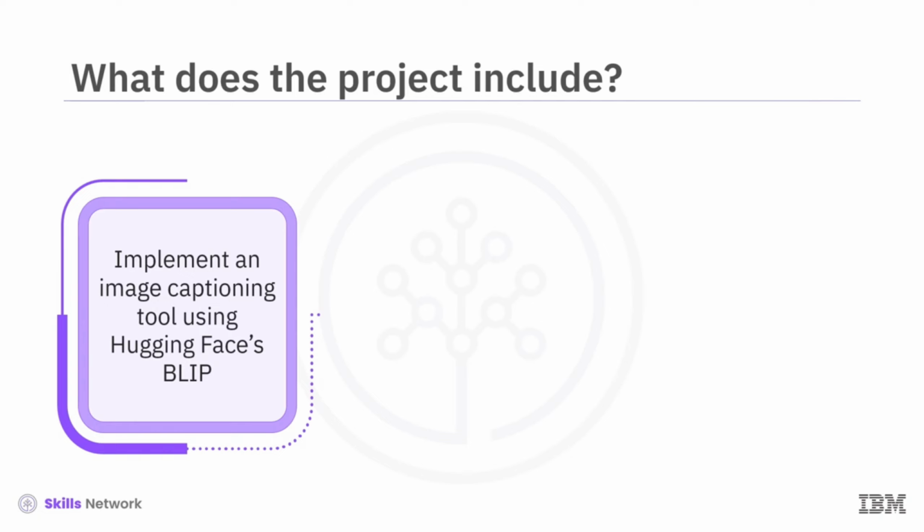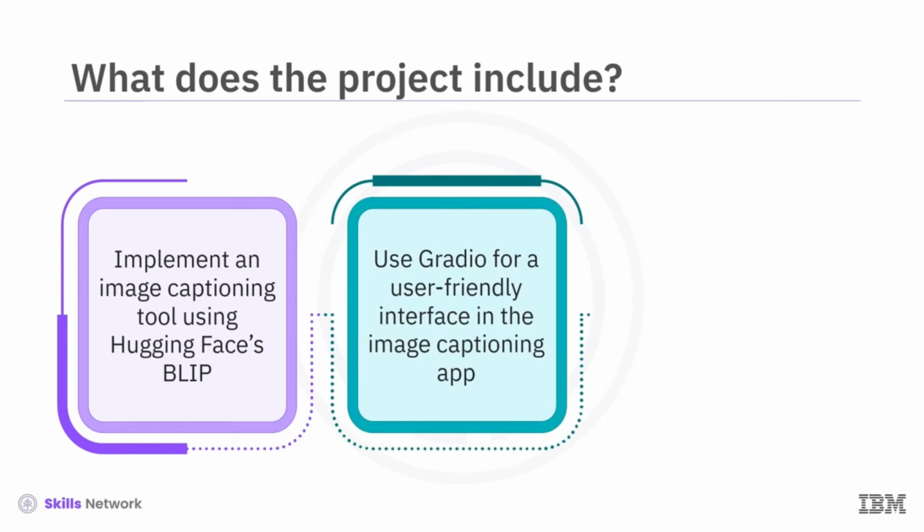For this project, you will perform 3 main activities. Firstly, you will implement an image captioning tool utilizing the BLIP model from Hugging Face's Transformers. BLIP, or Bootstrapping Language Image Pre-training, can perform various multimodal tasks, including image text retrieval and image captioning. Next, you will employ Gradio to provide a user-friendly interface for your image captioning application. Gradio is an open-source Python package that allows you to build a demo or web application for your machine learning model or a Python function.